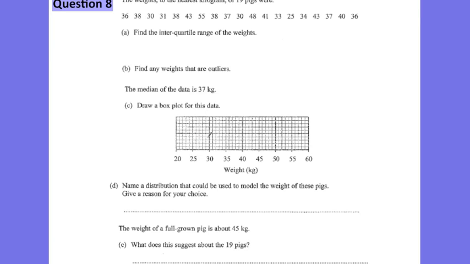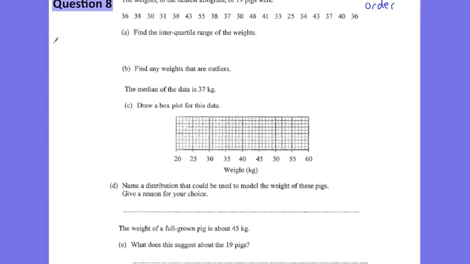Okay, restarting question number 8 again. Question number 8. The weights, to the nearest kilogram, of 19 pigs are shown here below. We're asked to calculate the interquartile range of the weights. To do that, we need to make sure that these weights are in order. So our first step is to rewrite this list, starting here with our smallest number up to our largest number.